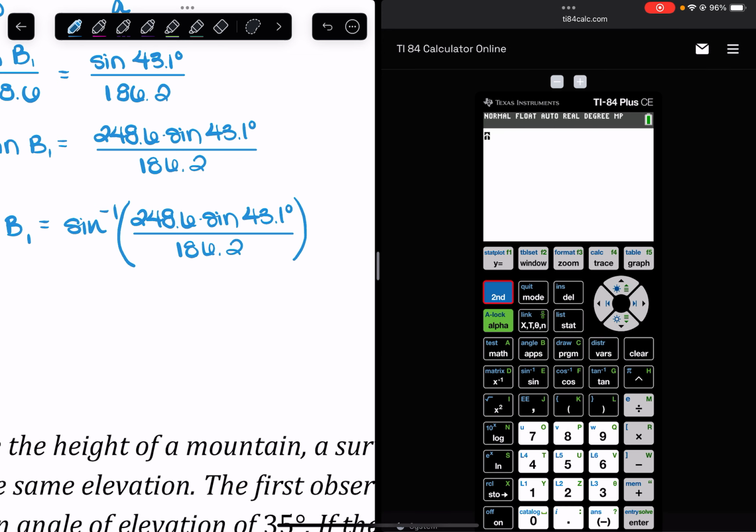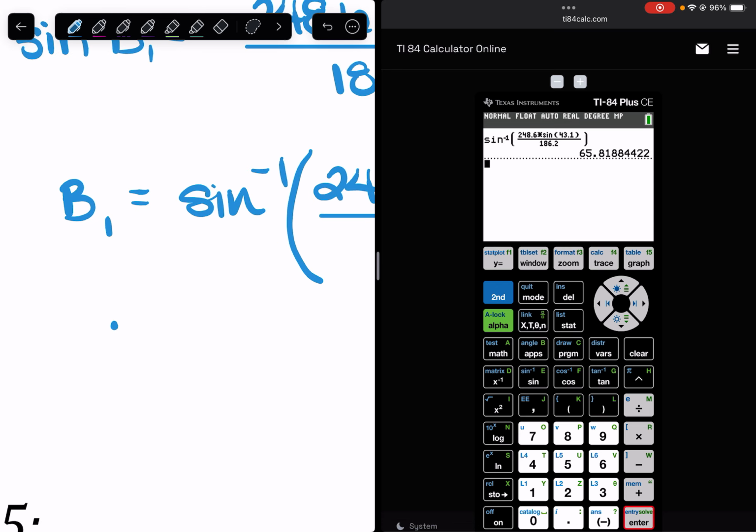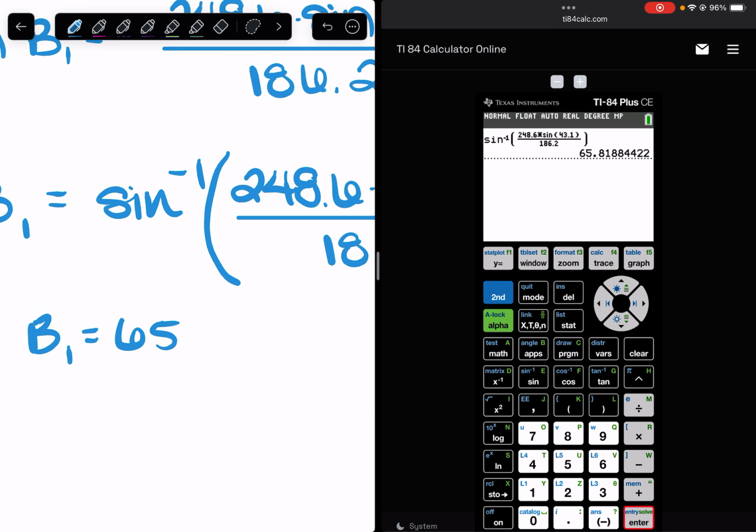So second sine, alpha y equals 248.6 times sine 43.1. Get those parentheses closed. Denominator 186.2. Close it, enter. So our first angle B for our first triangle is going to be 65.81, if we round to 3, 9 degrees.